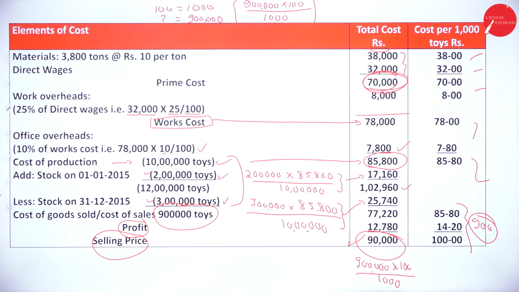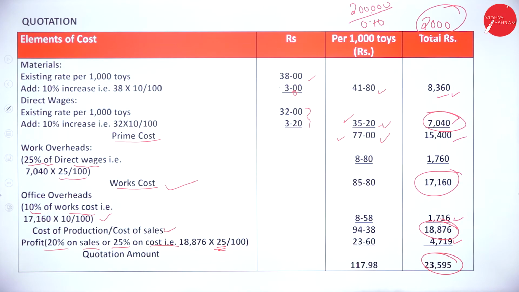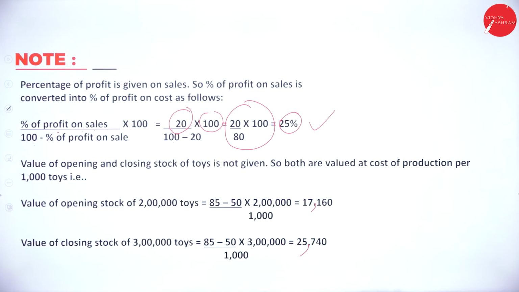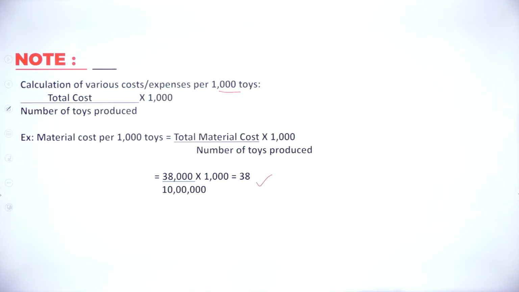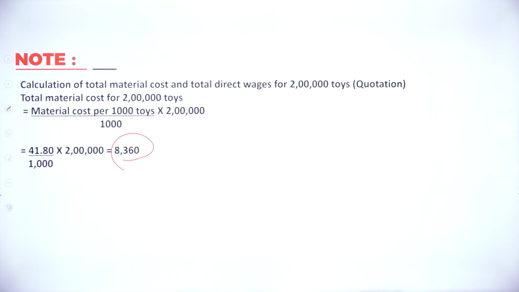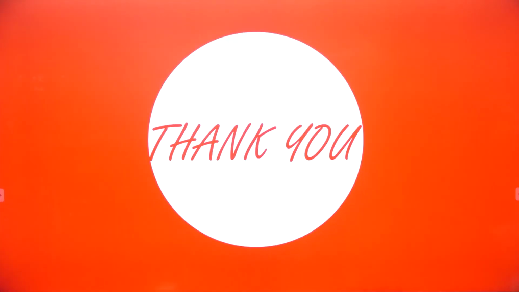So this will be the normal cost sheet as per the question. This will be your quotation according to the information we have prepared. These are the working notes to find out the percentage on cost as well as sales. And the rest of the working notes I already did in the problem itself. Again this is a working note. This is a working note. So this is all about today's session.